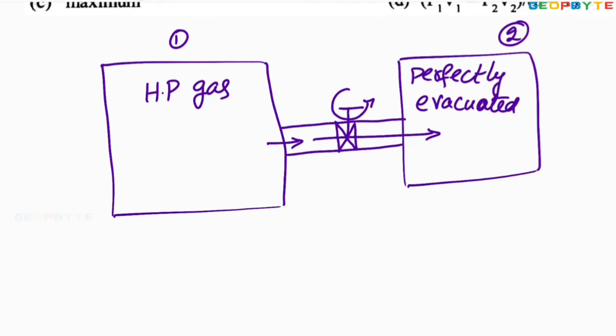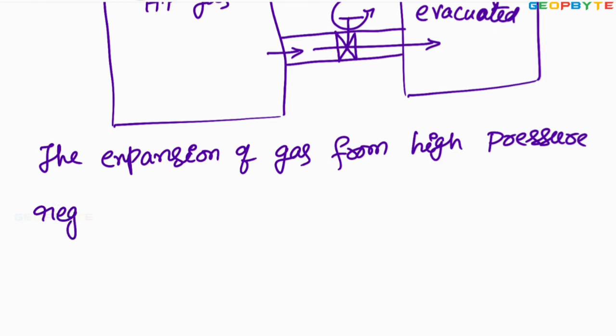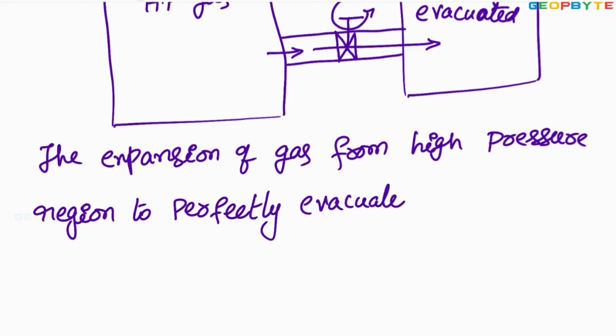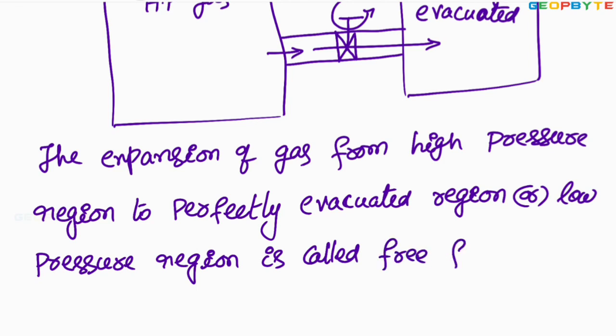So the definition is like this. The expansion of gas from high pressure region to perfectly evacuated region or low pressure region is called free expansion process.